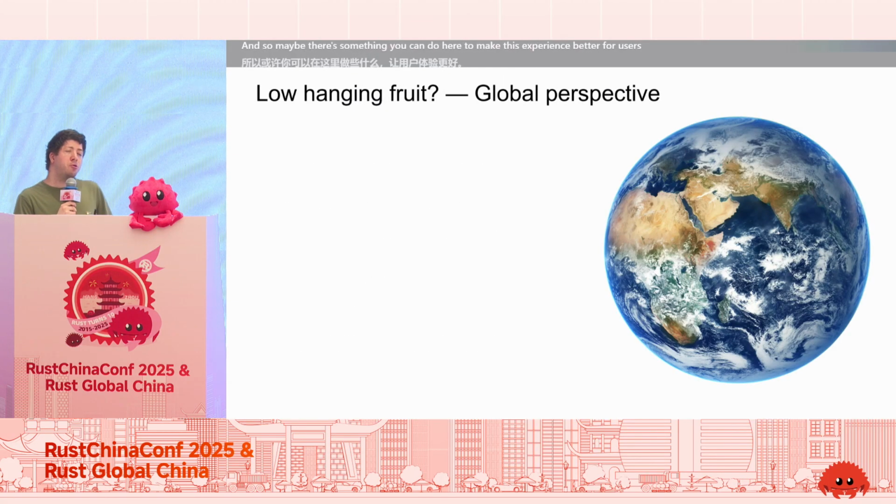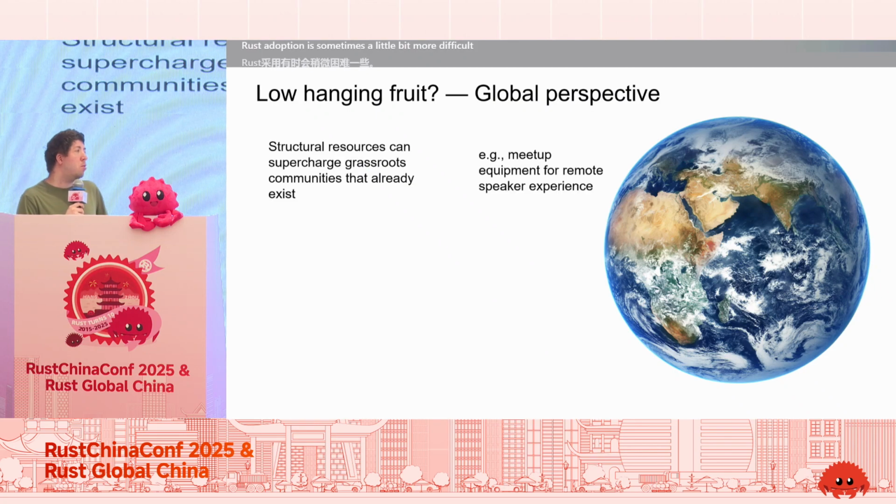But there's also sort of the global perspective, right? So outside the US and the EU, Rust adoption is sometimes a little bit more difficult. But there are things we can do. So for example, we can provide structural assets to different users across the globe. For example, providing meetup equipment so that people can participate remotely, so speakers can give good presentations to people.